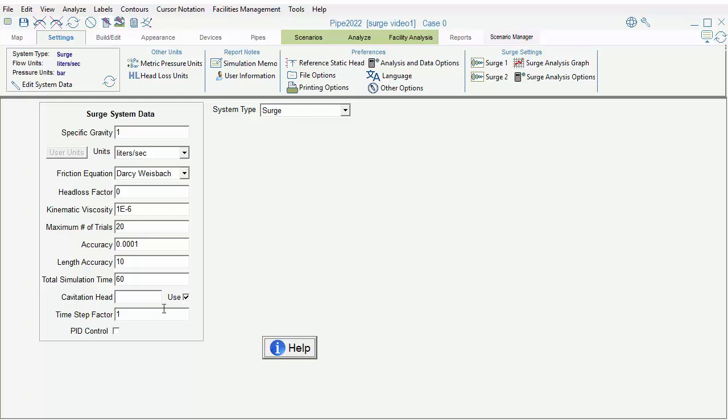If the cavitation head is left blank, vapor pressure for water is used, which is minus 10.1 meters or minus 33.1 feet. Lastly, this checkbox refers to a specialized option for proportional integral derivative controllers and should be normally left unchecked.